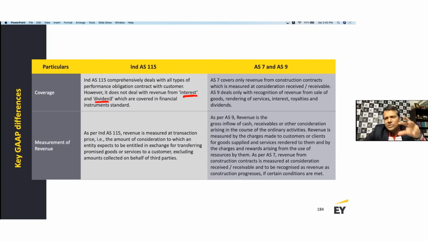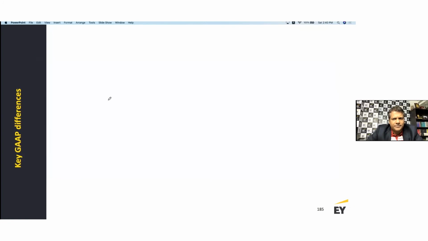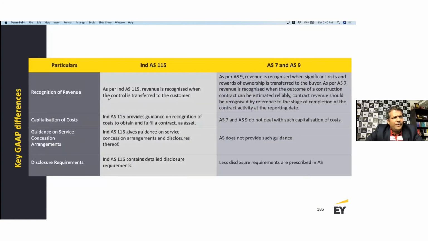So I would say Ind AS 115 is a lot more substance-driven accounting standard, whereas AS7 or AS9 is a lot more form-driven, from a revenue recognition perspective. More differences. Recognition of revenue: in Ind AS 115, revenue is recognized when control is transferred, right? Whereas in AS7 and AS9, this whole notion of control has not been addressed with that degree of detail. So you record revenue when significant risks and rewards of ownership are transferred to the buyer. So again, very different answers you may end up with in different situations.